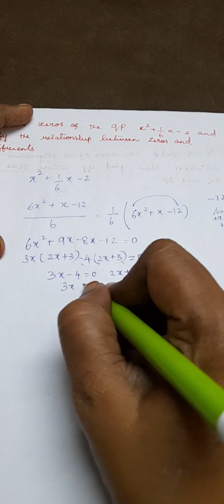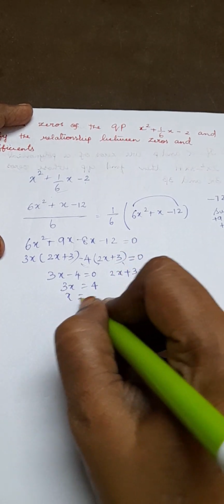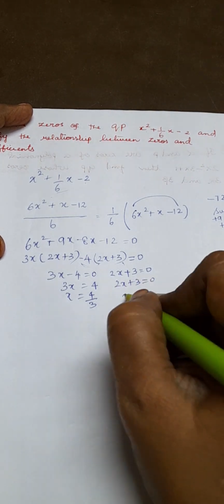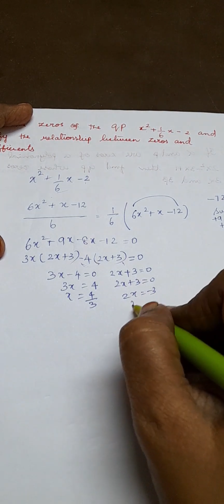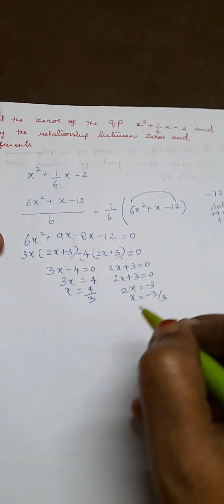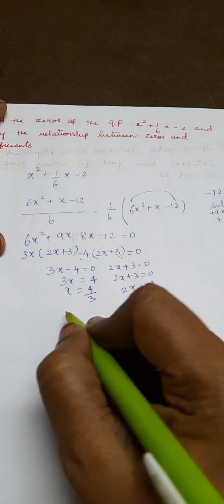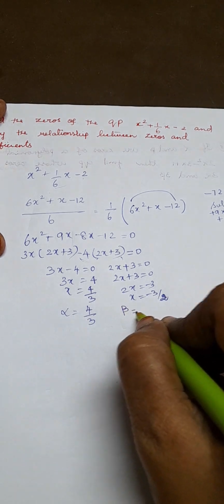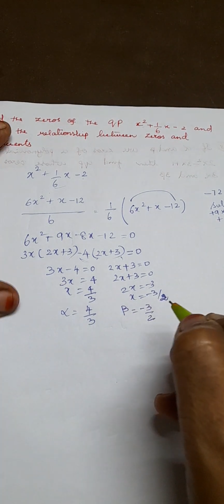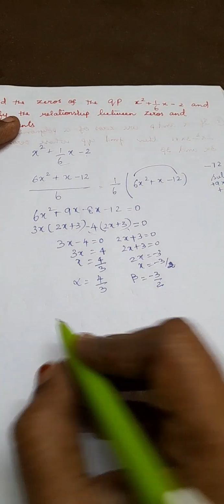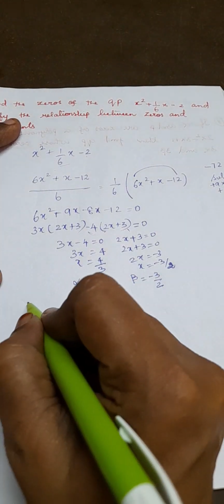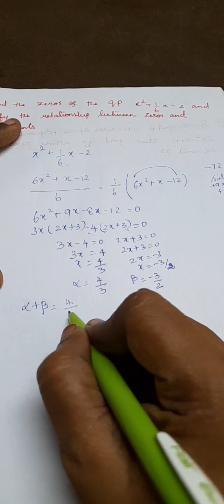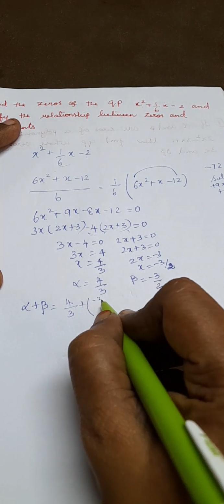So what will I get? 3x equal to 4, x equal to 4 by 3, right? 2x plus 3 equal to 0, 2x equal to minus 3, x equal to minus 3 by 2. So here you understand that alpha equal to 4 by 3 and beta equal to minus 3 by 2, right? Okay, now we have to find out alpha plus beta. What is alpha plus beta? Alpha plus beta equal to 4 by 3 plus minus 3 by 2.